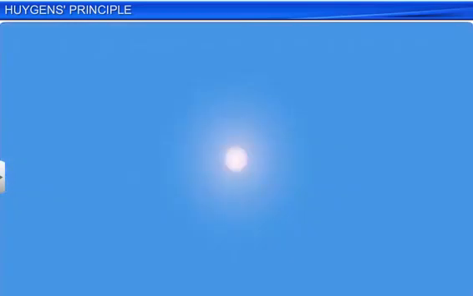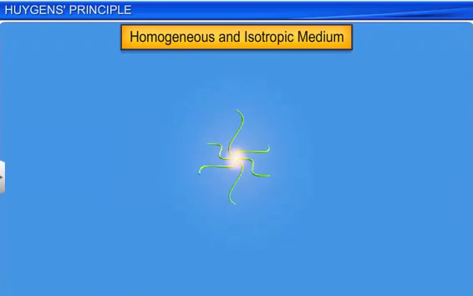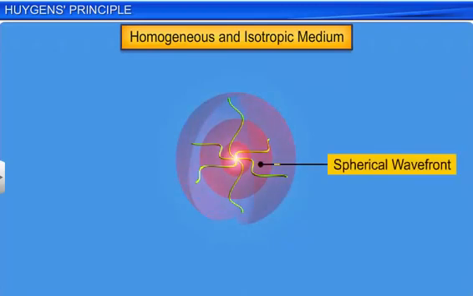Now consider a point source of light placed in a homogeneous and isotropic medium, emitting light waves in different directions. If the medium is homogeneous, the speed of light waves is the same throughout the medium, and if it is isotropic, it is the same in all directions. The loci of all points, which have the same amplitude and vibrate in the same phase, forms a sphere with its center at the source of light. Hence, a spherical wavefront is generated when a point light source is placed in a homogeneous medium.